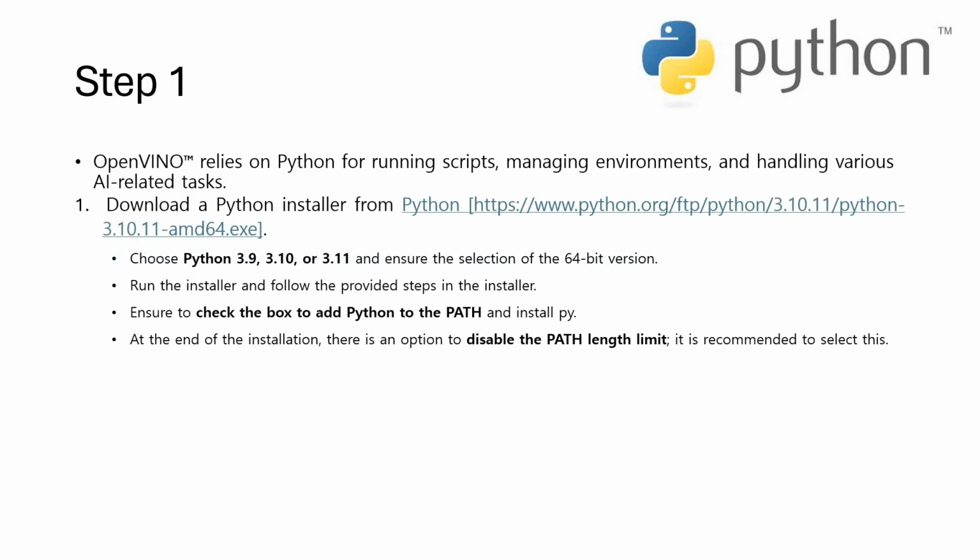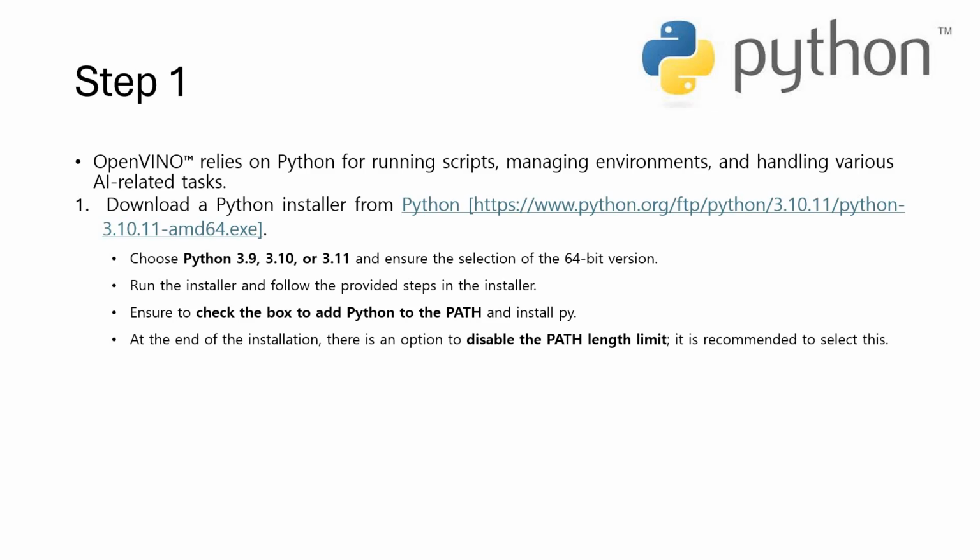The first step is to go ahead and install Python. OpenVINO strongly relies on Python for running scripts, managing environments, and handling many AI-related tasks. You can download the Python installer from the link provided, and you can choose Python 3.9, 3.10, or 3.11, and ensure that you are selecting the 64-bit version. You have to run the installer, follow the simple guidelines and steps provided, and please ensure that you check the box to add Python to the path and then install Python.